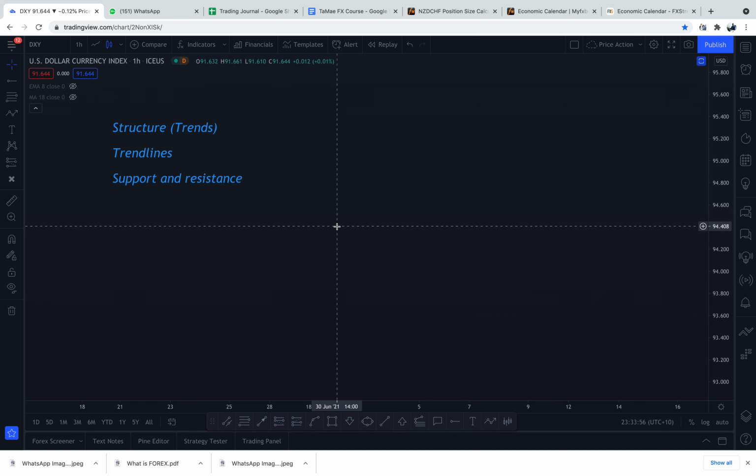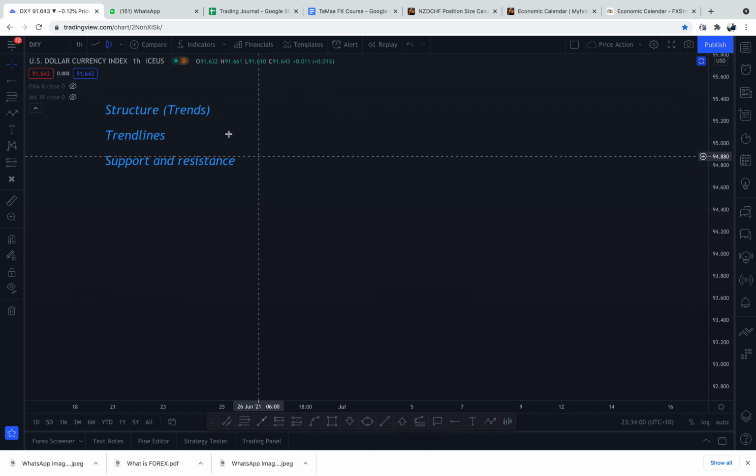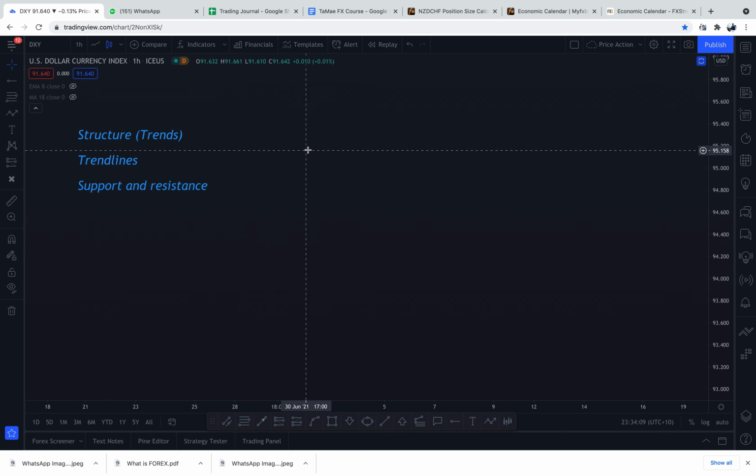Today I'm going to be teaching you about structure. On structure we'll talk about trends, and I'll also talk about trend lines and support and resistance. So I'm going to try and make this lesson very fast so that we don't waste time. Okay, so structure. What is structure?